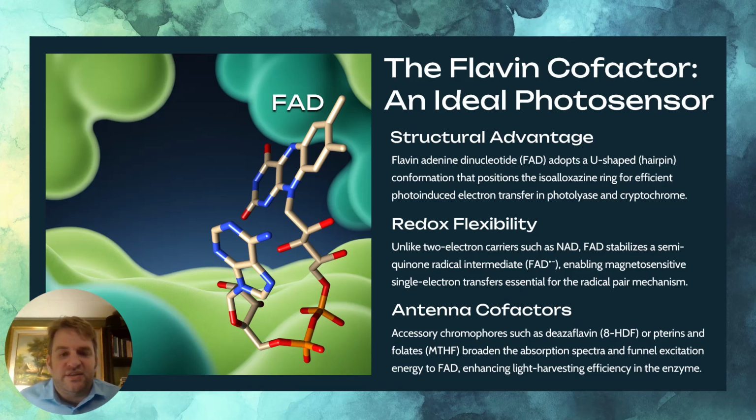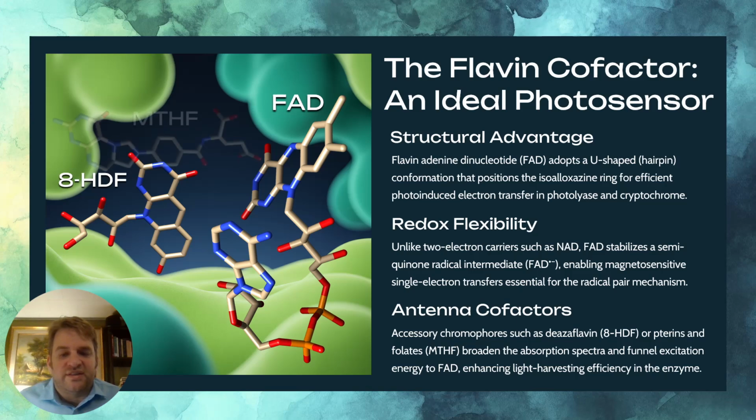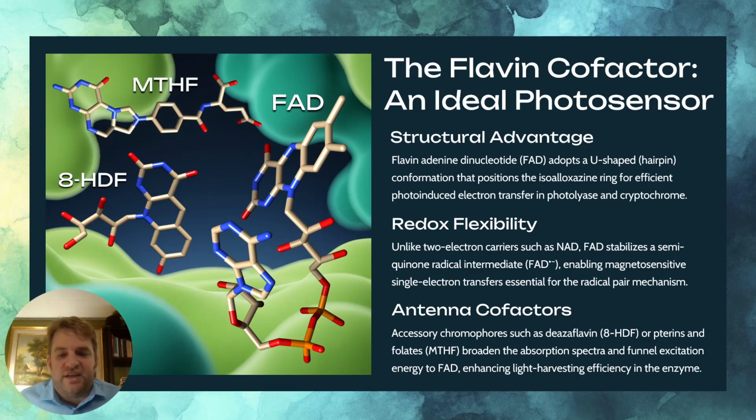Now, in addition to the Flavin chromophore, of course, I mentioned there are other accessory chromophores, other antenna cofactors, such as the deazaflavin 8-HDF, or a variety of different pterins and or folates, such as MTHF, that broaden the absorption spectra, ultimately improve the optical absorption cross section of the enzyme, and funnel excitation energy to FAD, enhancing light harvesting efficiency in the enzyme.